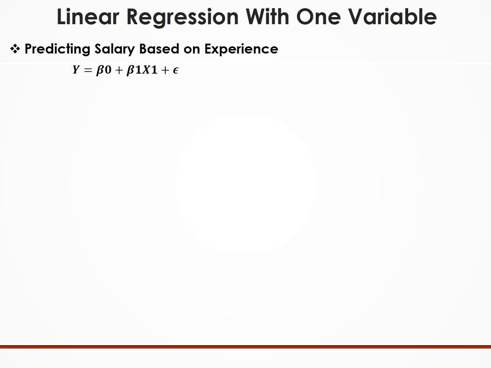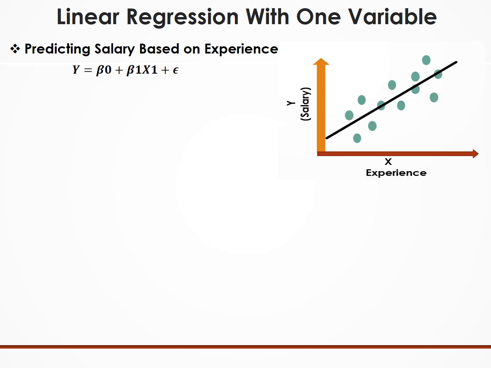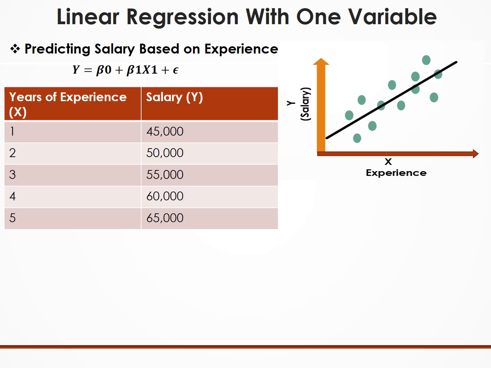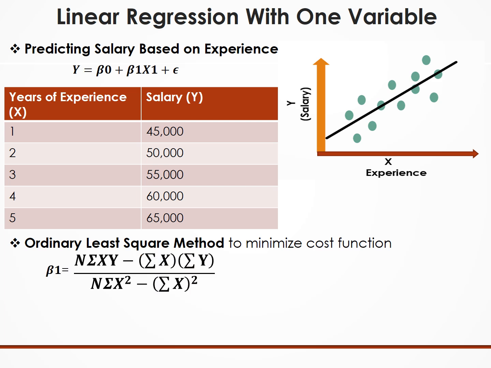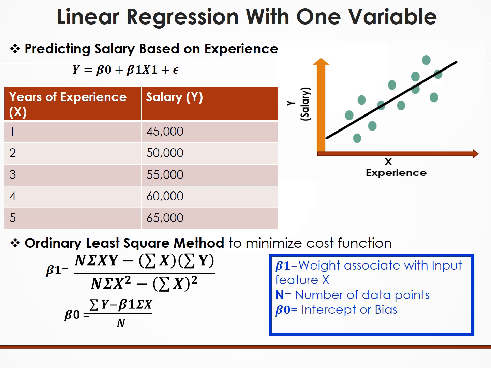Now, let's solve linear regression with one variable numerical. In this example, we are trying to predict salaries based on experience. We have a data set which contains 5 data points. We will use the ordinary least square method to find optimal values of weights and bias in order to minimize the cost function. This is our intercept and bias equation, where b1 is the weight, b0 is bias, and n represents the number of data points.